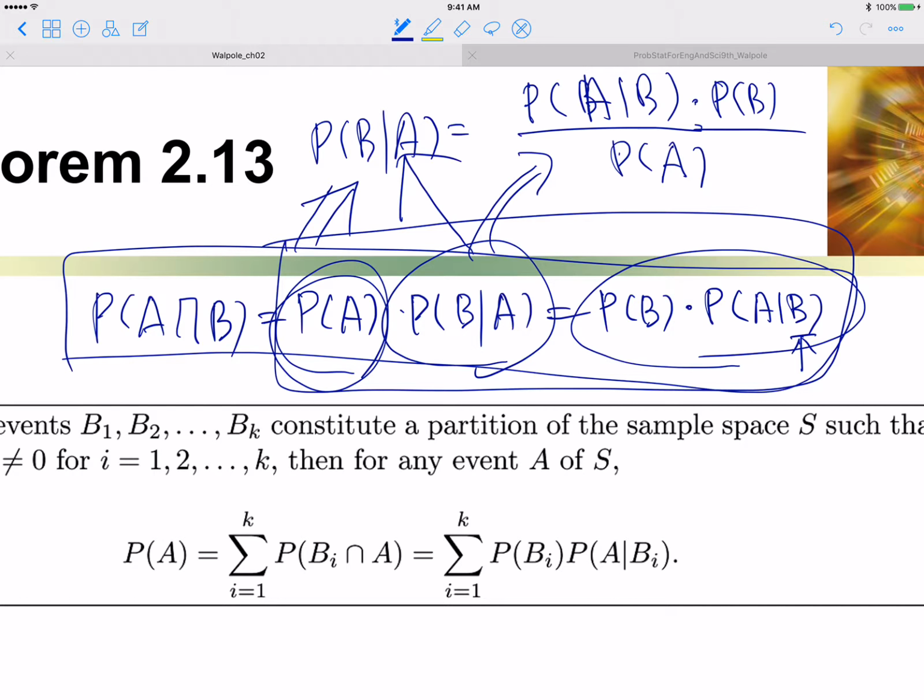So basically, this Bayes rule allows you to change the sequence or the order of these multiple events.